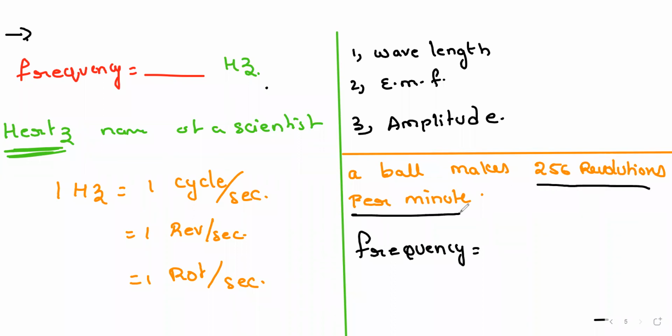So while solving the problem, you have to convert this frequency, which is 256 RPM, into revolutions per second. Is it clear? You have to convert into revolutions per second. So how to convert into revolutions per second? Anyone?